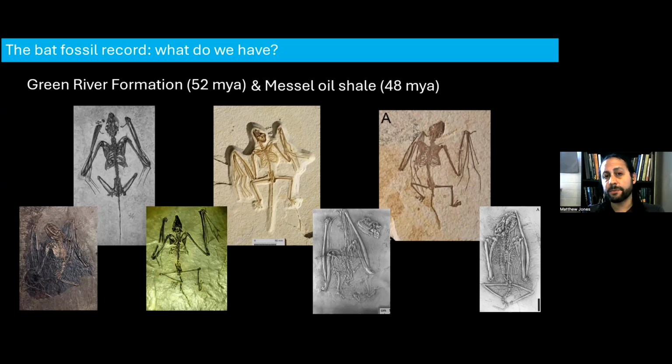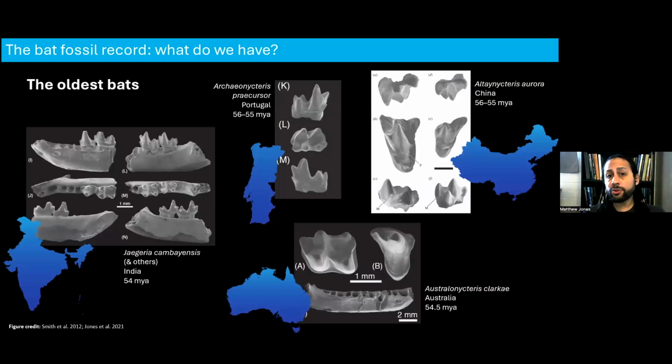In fact, this is not even the majority of the bat species that we have in the fossil record, because most bats look like this. And this is sort of a trend in mammal paleontology. We look at teeth a lot. Mammal teeth are very specialized. And so we can look at these isolated teeth and say, these are bats. And in fact, these are older bats than the bats at Messel and the bats at Green River Formation. We have 54 million year old bats from India, 55 or 56 million year old bats from Portugal and China, and 54 and a half million year old bats from Australia. So this is a huge chunk of the bat fossil record that typically goes overlooked.